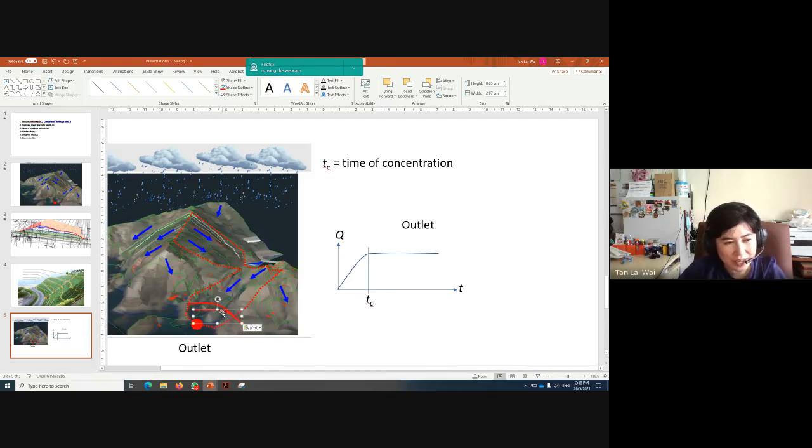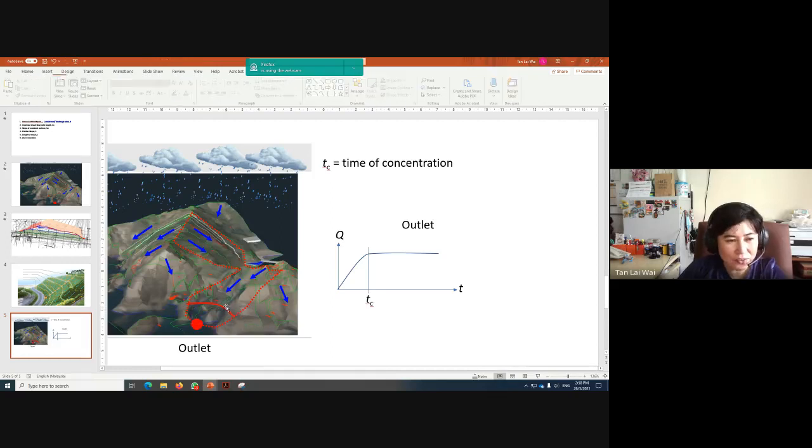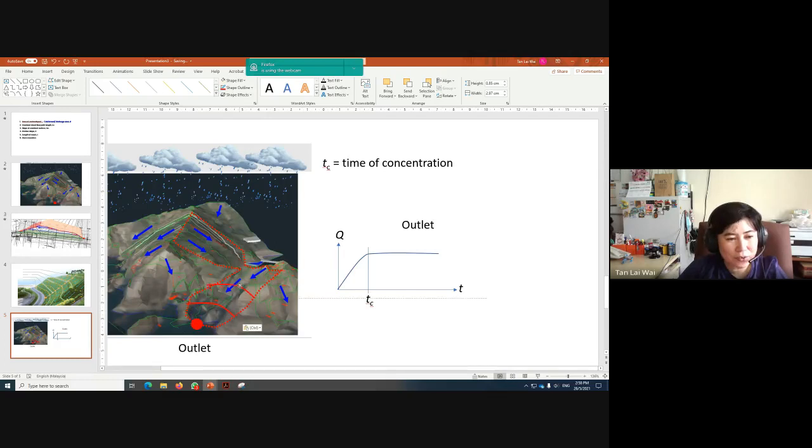Then after that, during the first minute, this part here will only flow from the top until this area only. Then after that, of course you have water coming from here to here, here to here. After some more minutes, more area will be draining out of our outlet.